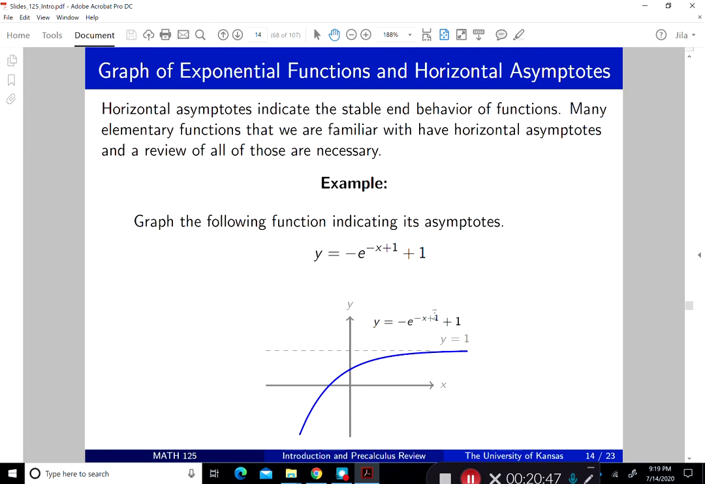Then you want to plug in a couple of points. For example, x equals 0 to get the y-intercept, and maybe setting y equal to 0 and solving for x to find the x-intercept, and that gives you the approximate shape of the function. By the way, when you set y equal to 0, then you're solving an exponential equation, and basically it's the same routine that we did in the previous slide.